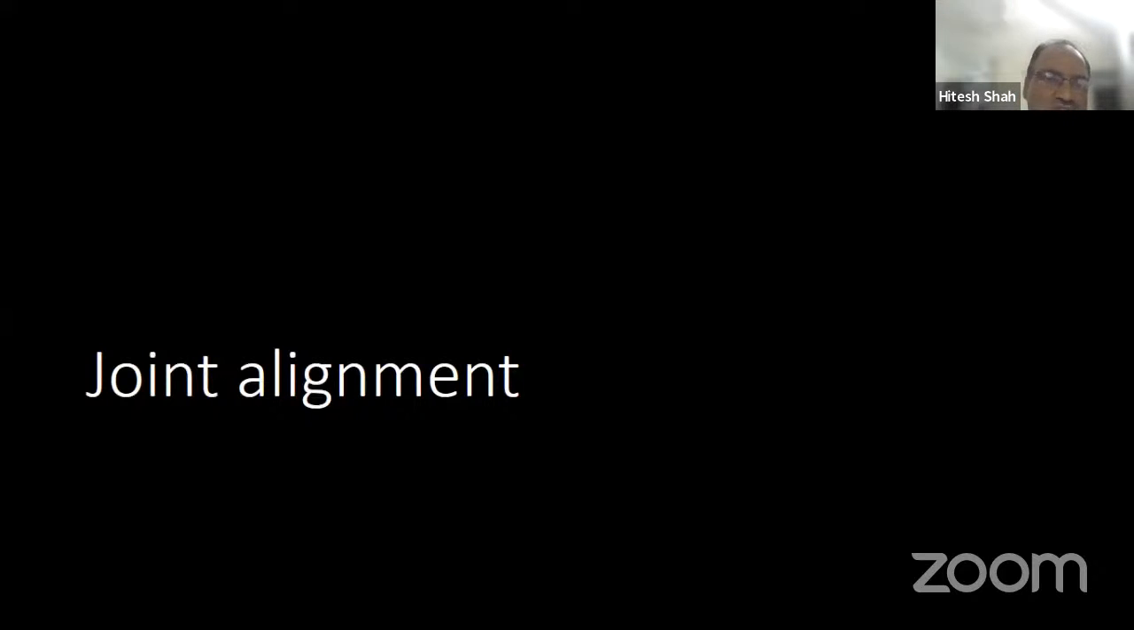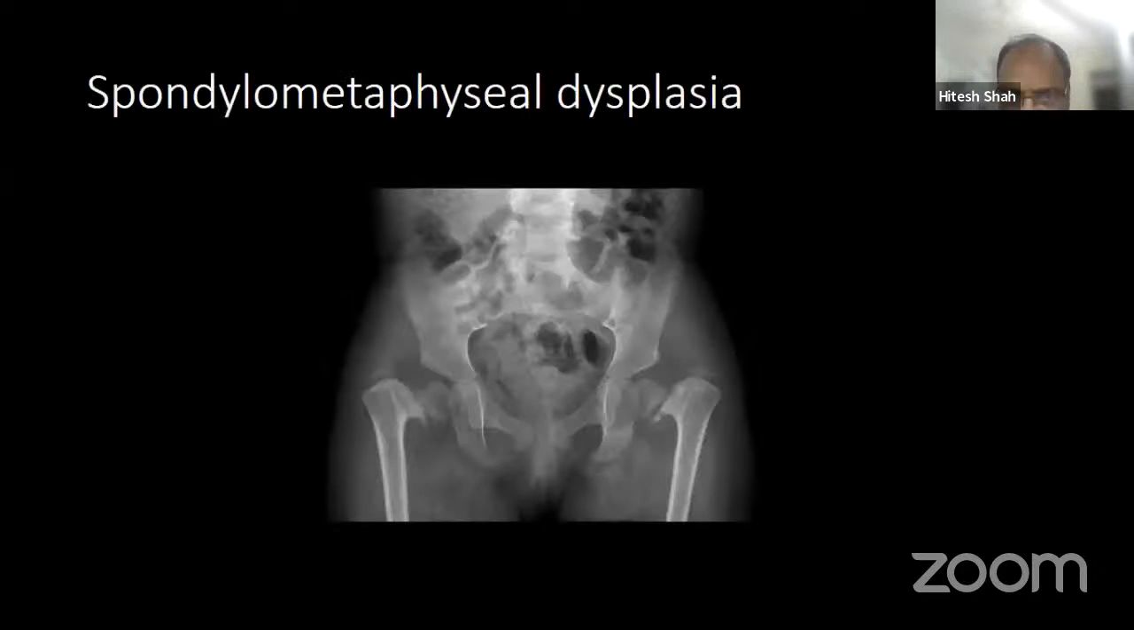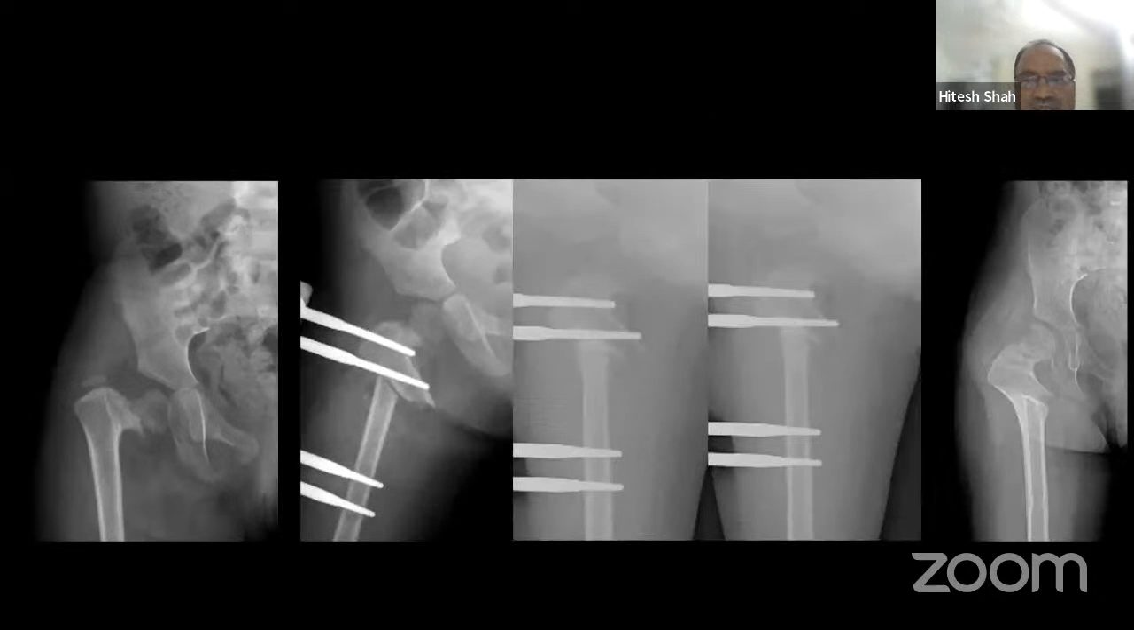The third issue is joint alignment. Whenever the joint is abnormal, either dislocation, subluxation, or a coxa valga or coxa vara, it has to be addressed. Like this is a spondylometaphyseal dysplasia with a severely unstable hip, because we can see the physis has almost slipped. It has been treated with staged surgery with valgus corrections.